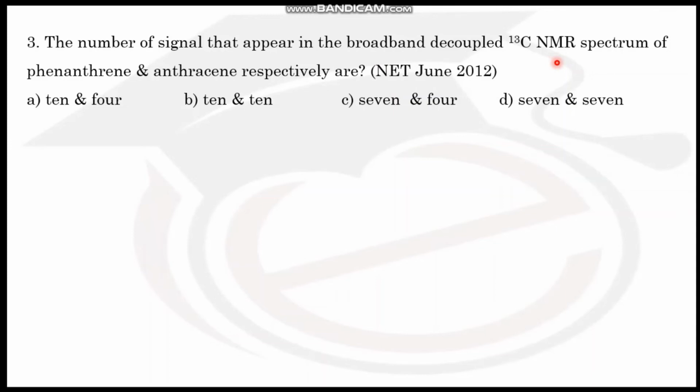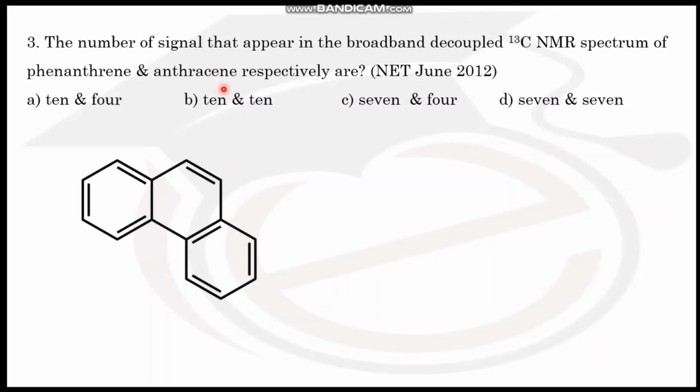Now we have to understand the structure of phenanthrene and anthracene. If you don't know the structures, you are unable to do the problem. Phenanthrene means this is the structure of phenanthrene. Here also you can see one plane of symmetry, and then you can count carbon 1, 2, 3, 4, 5, 6, 7. So 7 carbons are present. So you can eliminate options A and B. Now consider C and D.